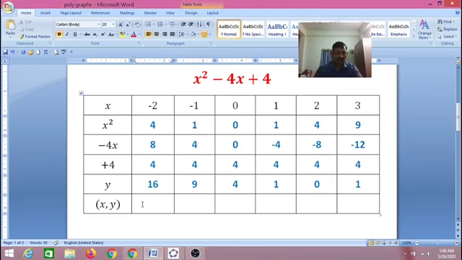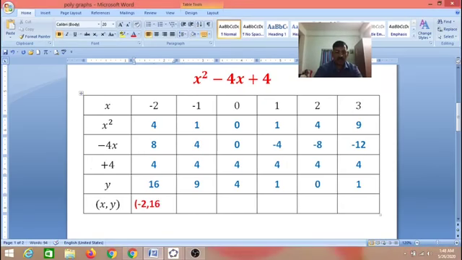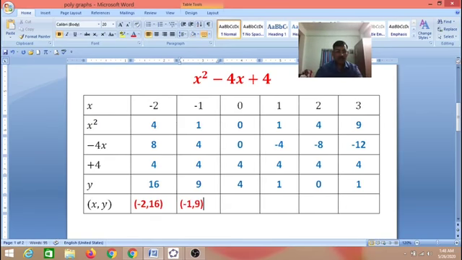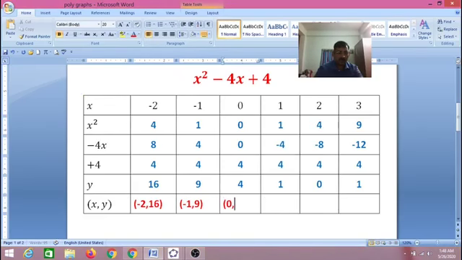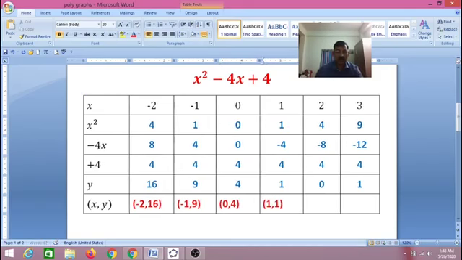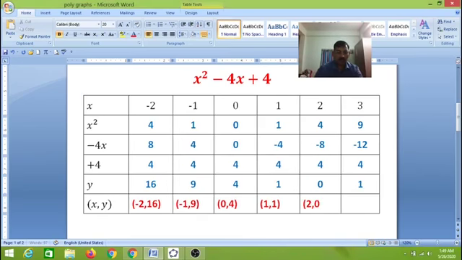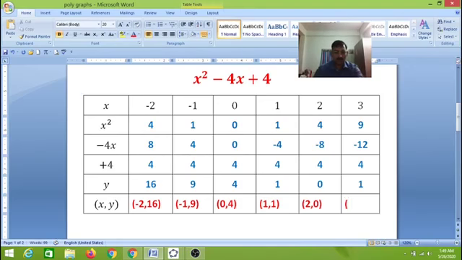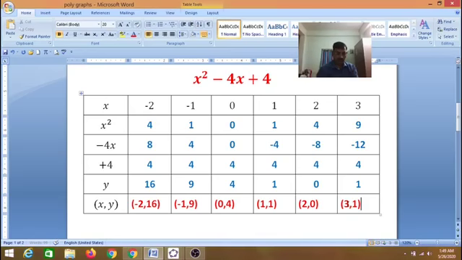Now 4 plus 8, 12 plus 4, 16, then 9, then 4, then 1, 0, and 1. Here we can observe that the smallest value is 0 only, so no need of any negative values on the y-axis, right? So we get minus 2 comma 16, then minus 1 comma 9, then 0 comma 4, then 1 comma 1, then 2 comma 0, and 3 comma 1, right? Now try to plot the graph for this.